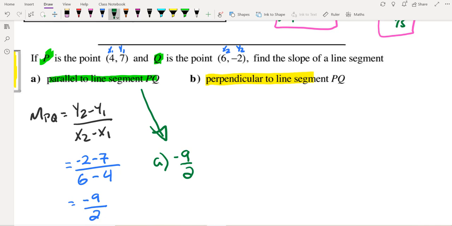A perpendicular line, example B here, will have the negative reciprocal as its slope. So we take the fraction for a slope, we flip it, so it becomes 2 over 9, and we multiply it by negative 1. So it was negative before, it becomes positive. So the slope of a perpendicular line would be simply just 2 over 9.